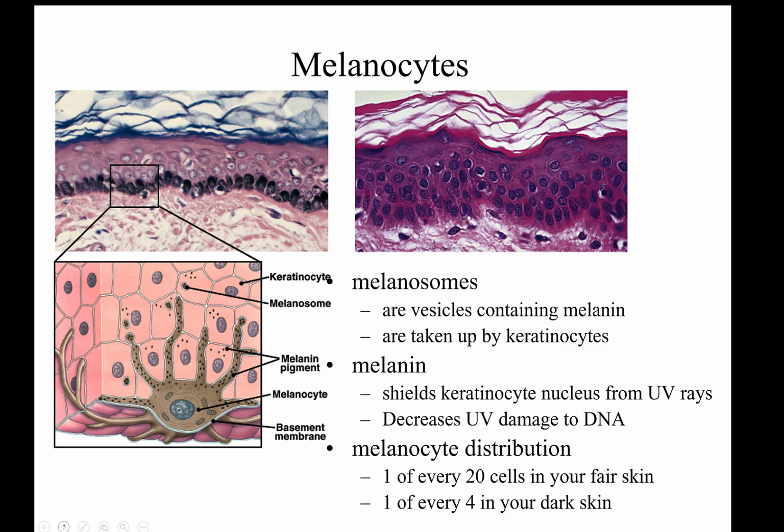So as I mentioned in my whiteboard drawing, melanosomes are vesicles that contain melanin, and these are taken up by keratinocytes. So that shields the keratinocyte from UV rays and decreases UV damage to DNA. Earlier, I mentioned that not all of your body surface has the same number of melanocytes, which means that not all of your body surface is the same color. So in your fairer skin across your body surface, it's about 1 in every 20 cells. That's a melanocyte in your skin. And in darker skin, it's only about 1 in every 4.